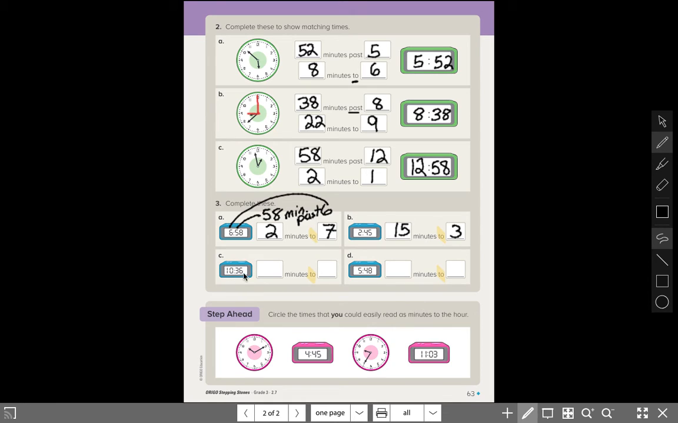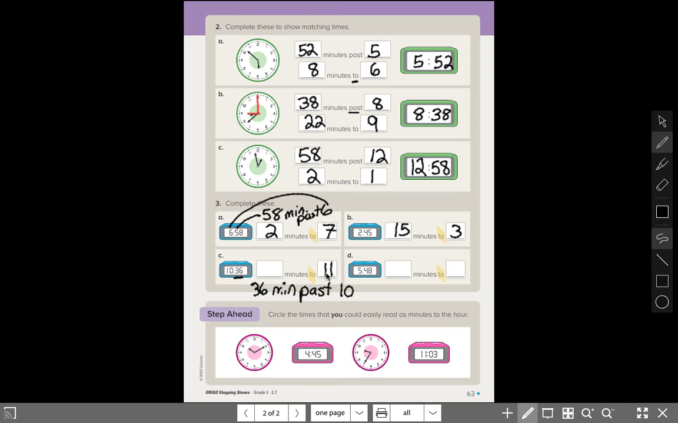All right, this one is a little tricky, so maybe you want to do the way we did it again. We start with the minutes, 36 minutes, okay, past 10. Then we can think, what comes after 10? 11. How many minutes do we need to go to get from 10:36 to 11?